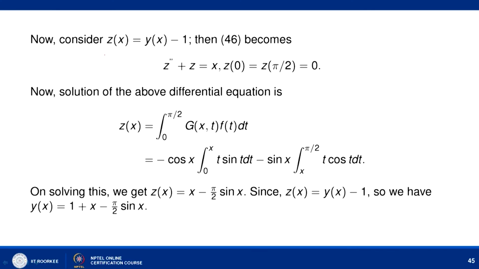We have not fixed the boundary condition yet. For fixing it, let us assume z(x) equal to y(x) minus 1. In fact, you can assume z(x) as y(x) plus alpha x plus beta, and simplify for alpha and beta. It comes out that alpha is 0 and beta is equal to minus 1. So z(x) equals y(x) minus 1.